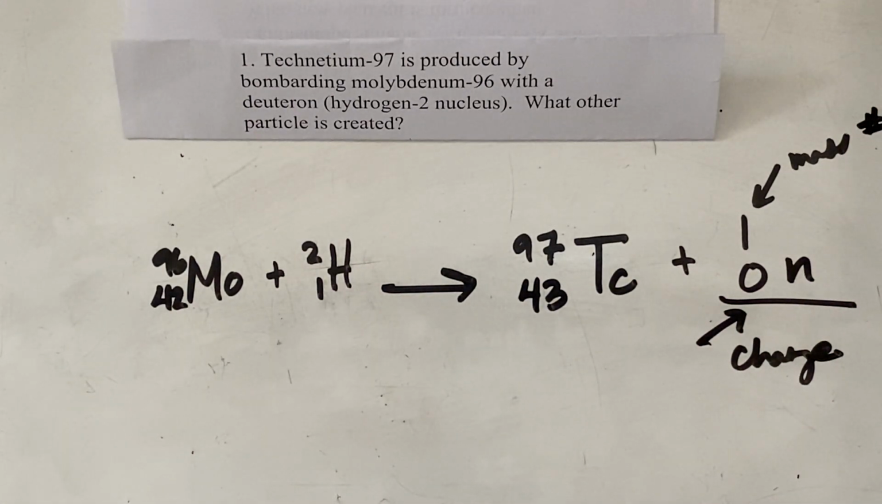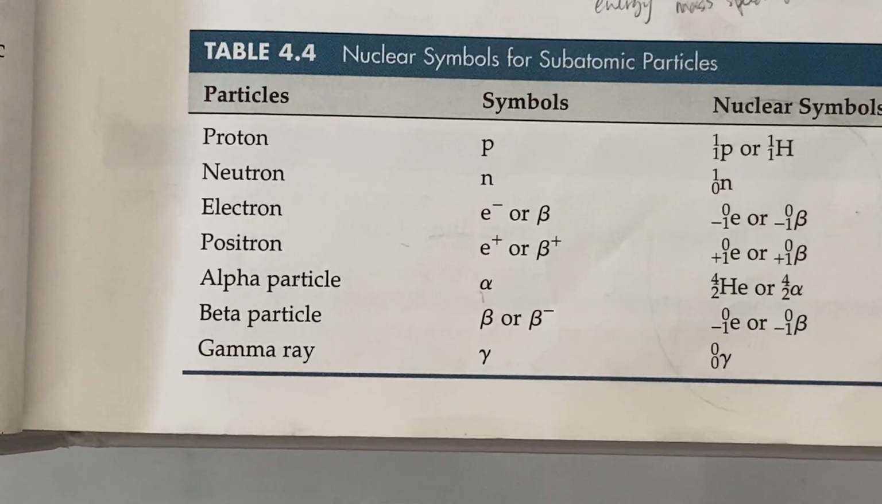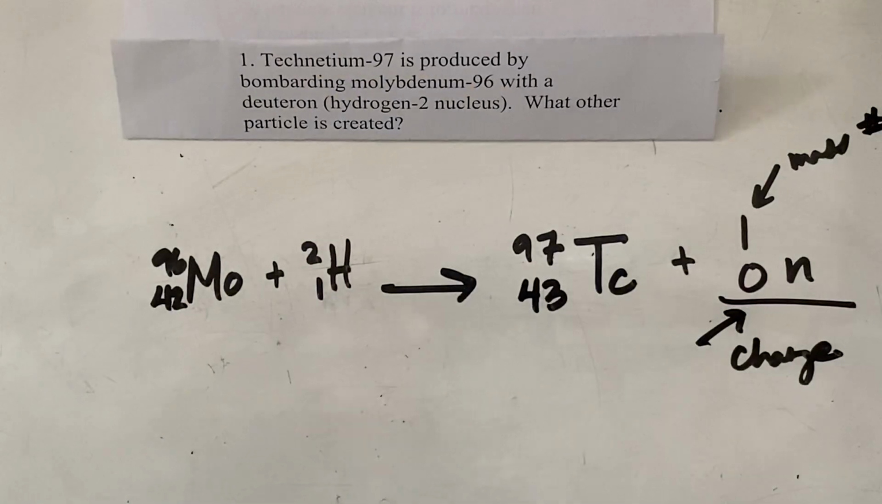And remember, there's a list of particles in your book on page 93, table 4.4. So double check and make sure you're okay with those particles and you know what the nuclear symbol is. Okay, I hope that helps.